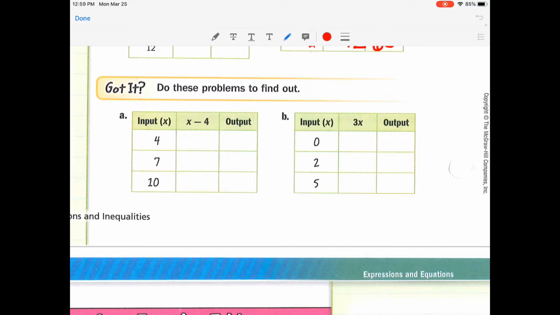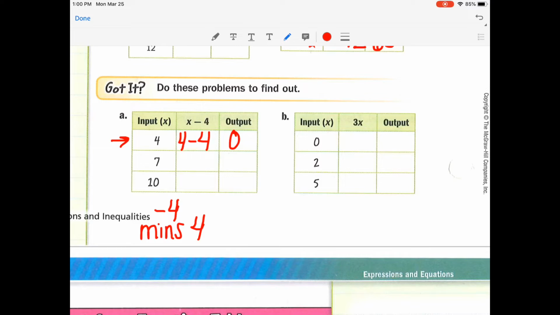All right, let's take a look at these examples together. So we're going to replace our x, just start with the first one. We're going to replace our x with 4, and then minus 4, because my rule is minus 4. So my rule is minus 4 or subtract 4. Okay, and 4 minus 4 is 0.